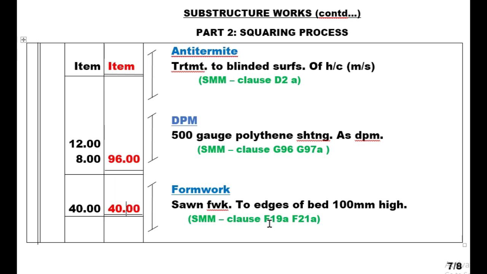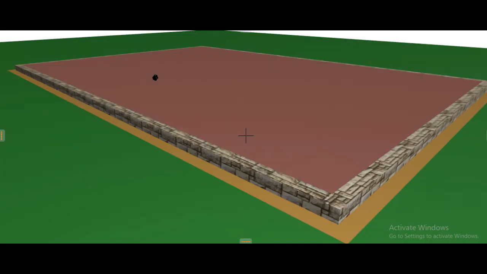So watch the following video demonstration on how to do anti-termite, DPM, as well as the formwork. So it is over this blinding that we are going to apply that anti-termite. Remember, when booking that, you book it as an item. You cannot enumerate it. And even when you are now transferring that one to the squaring column, you simply enter that in the squaring column as an item again. So it is that item again that you proceed with to the Bills of Quantities.